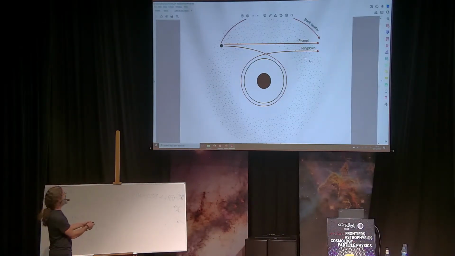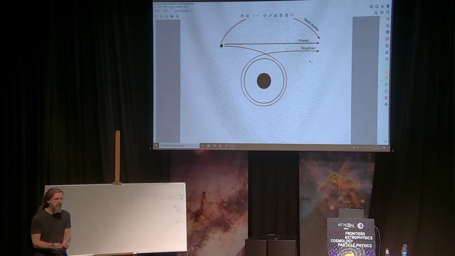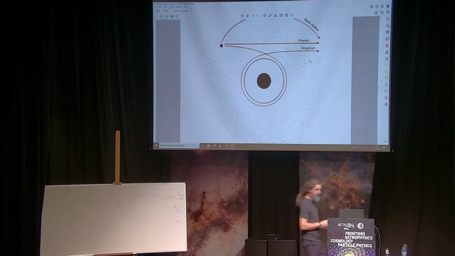The response that my detector sees is not totally related to the horizon. It depends on prompt emission and then the vibration mode of my spacetime. But the vibration mode, this ring down, only cares about the photon sphere, this light ring. It doesn't care about the horizon. So even if you change, carefully at least, stuff near the horizon, you're going to have a hard time telling it apart from a black hole.